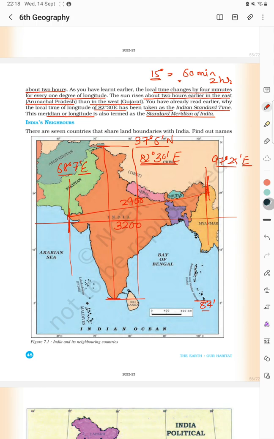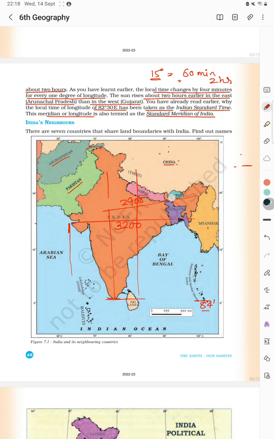Then India's neighbors. There are 7 countries that share a land boundary with India. Let us see in the map. Let us first erase this. So what are the 7 countries? Pakistan, Afghanistan is touching from here, then China, then Nepal, Bhutan, Bangladesh and Myanmar.